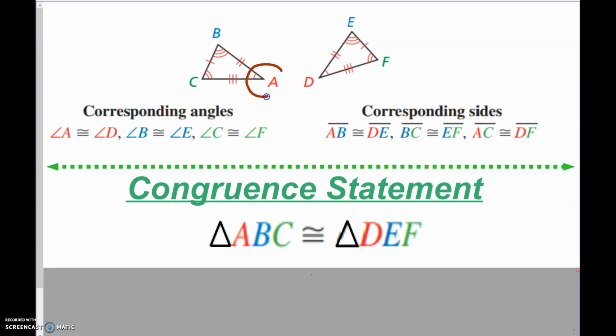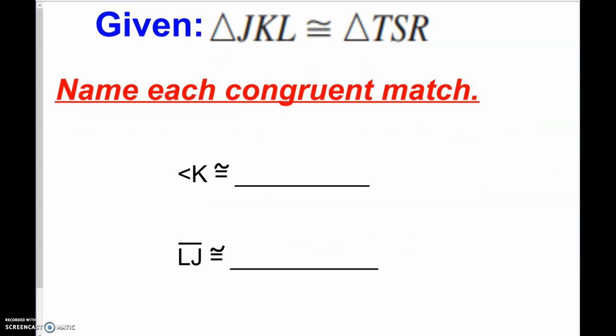So A has a single mark, D has a single mark, so A and D are both first. And then B and E, they put second, and they have triple mark, triple mark. So the corresponding has to be in the same place. We could not say triangle ABC is congruent to triangle FED because A does not correspond to F. So make sure you get the corresponding parts in the correct order.